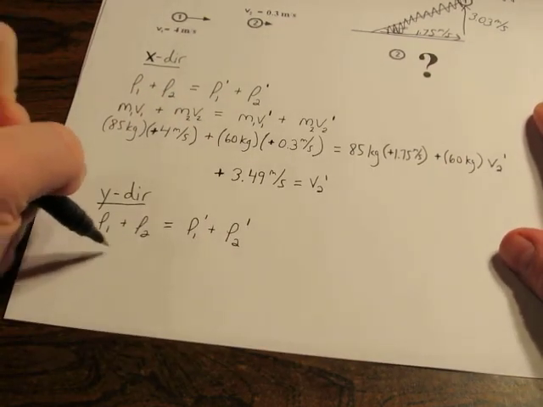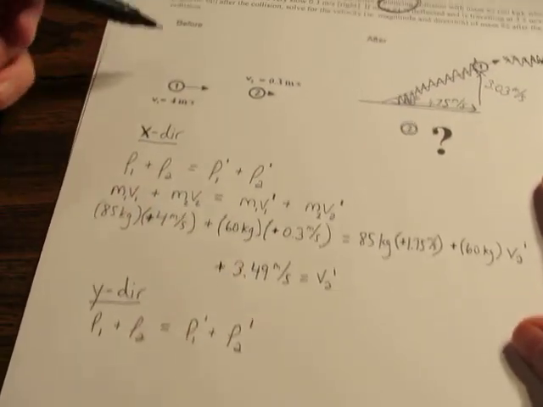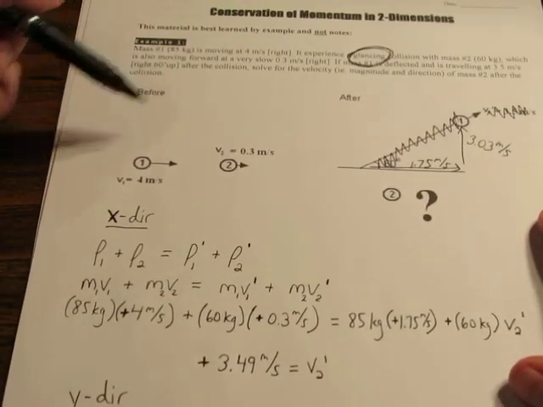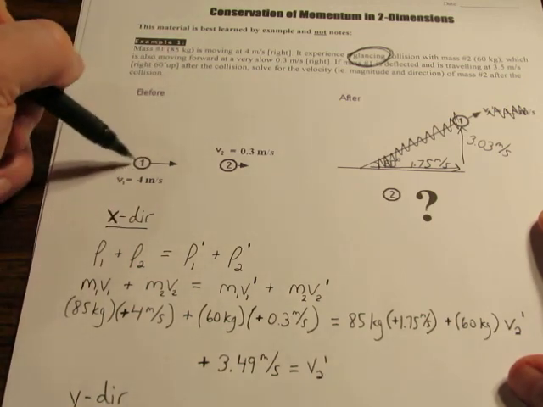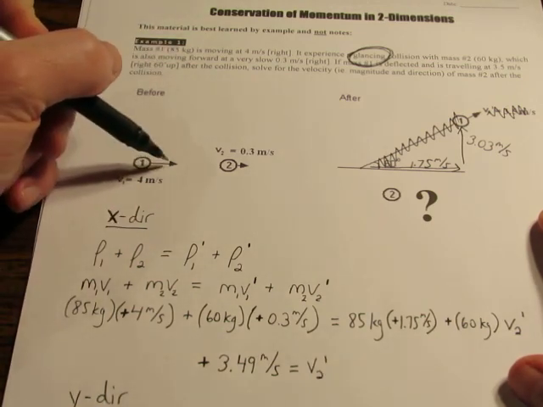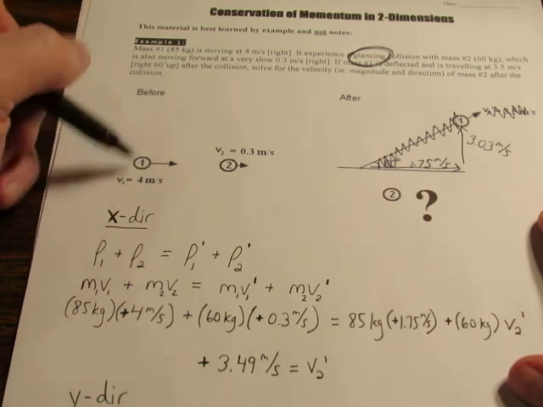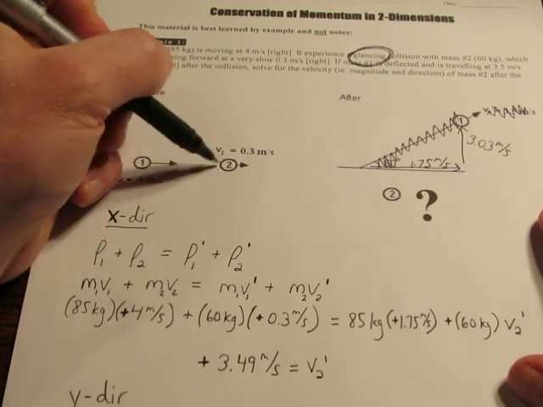Before I even write down MV, MV, MV, MV, just take a look back in the beginning and think about this for a second. So in the y direction, in the up and down direction, the first mass is moving completely to the right. It doesn't even have any movement in the up and down direction. And V2 as well.